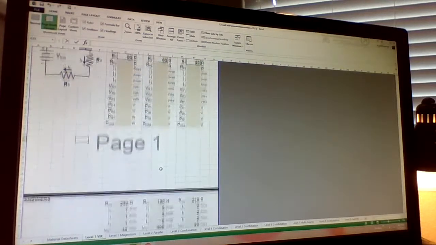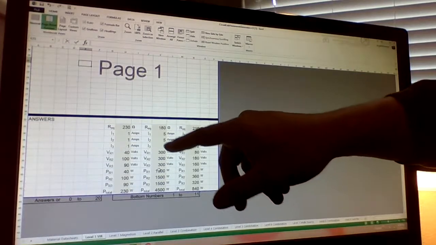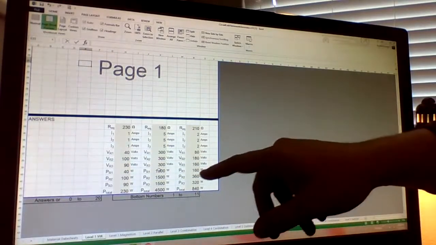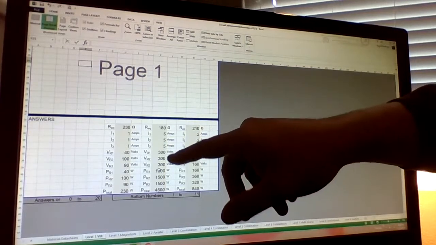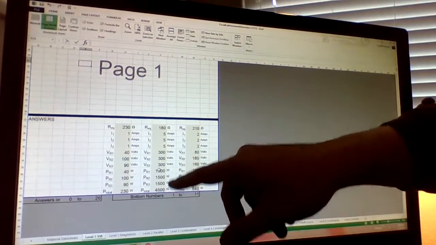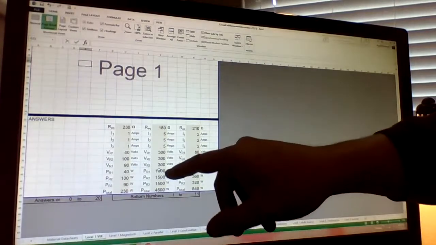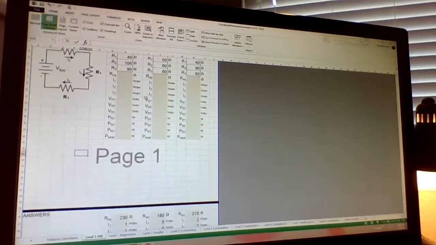And if I come down here at the bottom, I've got the answers, and it's 180 ohms, and you'll notice the amperage is always the same. The voltages vary. You'll notice that when the resistance and the current are the same, the power is the same, okay? And the power of each of these added up together gives you the power total. And so that's level 1.